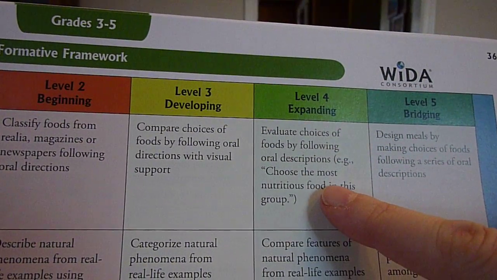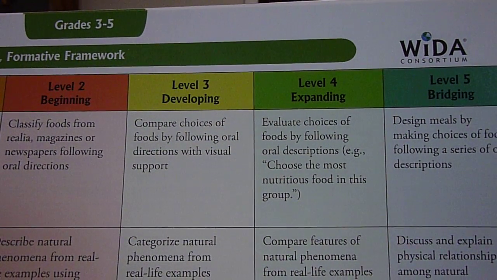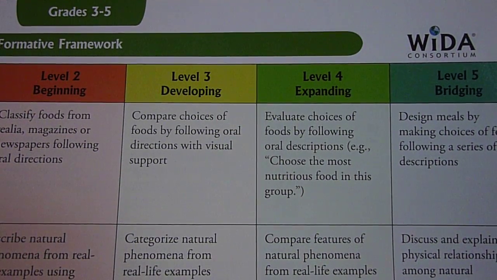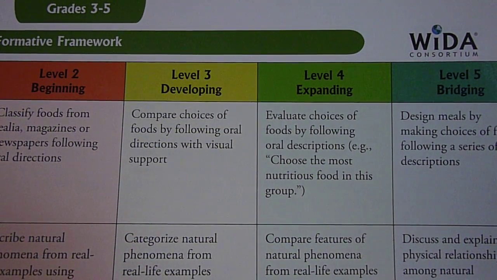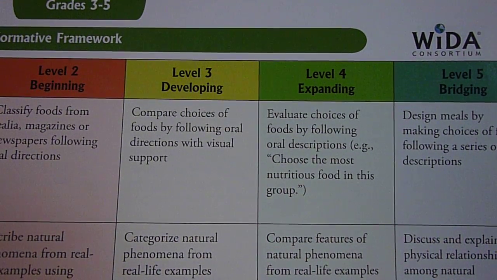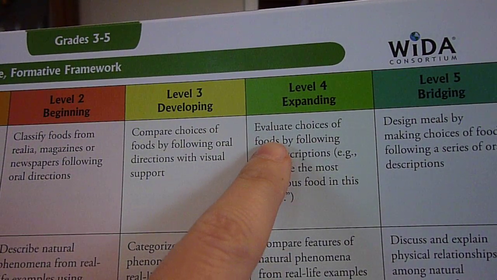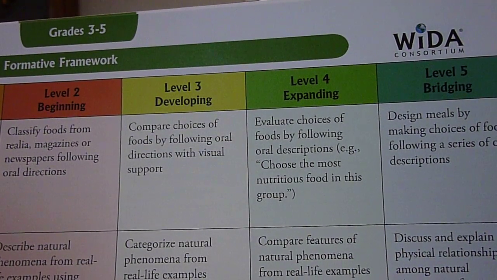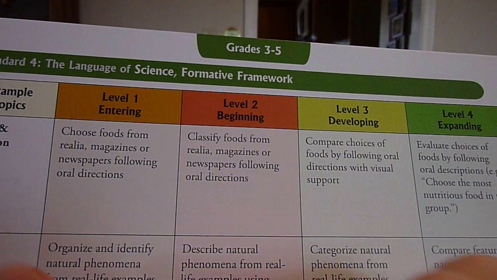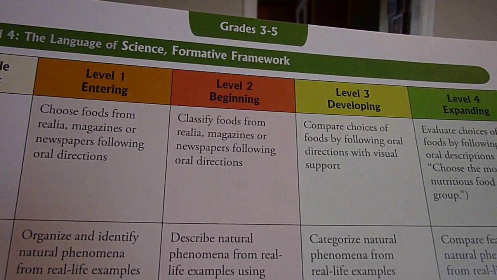Let's say we have a level 4 student on the same topic, food and nutrition. The level 4 student should be able to evaluate choices of foods by following oral descriptions. So for example, choose the most nutritious food in this group. So evaluate, the student should be able to do that, add some more depth to the standard. But in both situations, we're still meeting the objective, but we're just doing it to a different level.